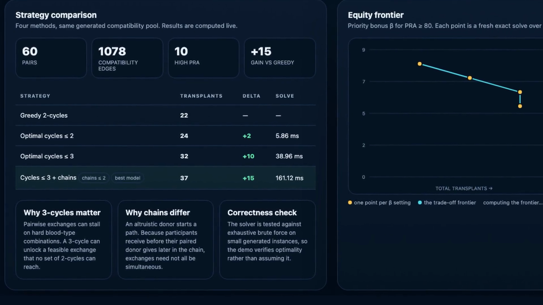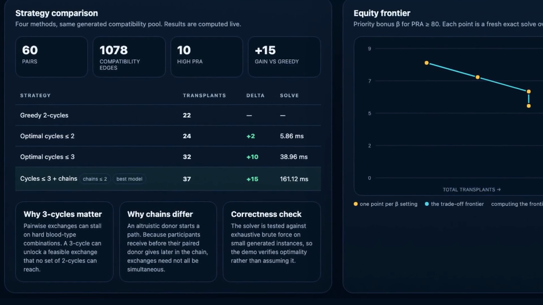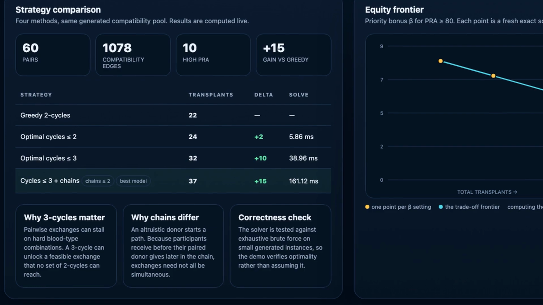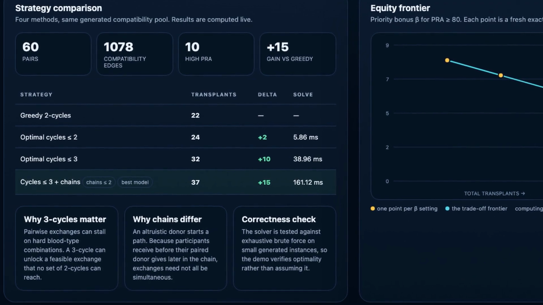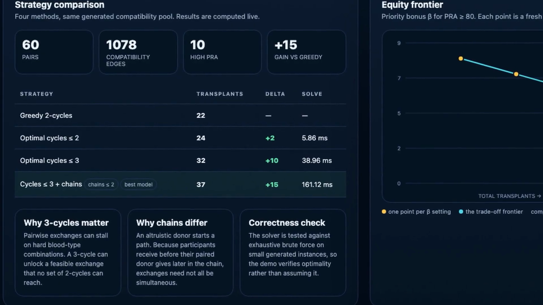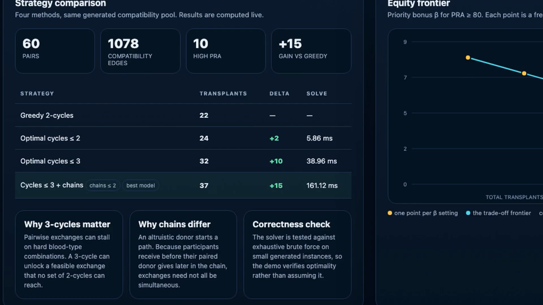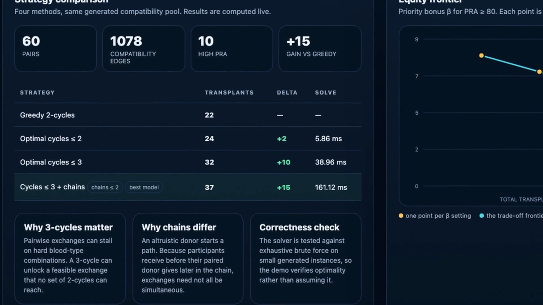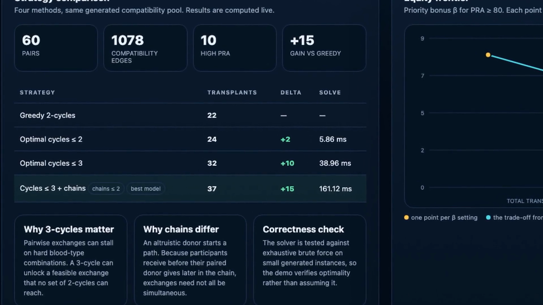That jump isn't better searching. It's 3-cycles unlocking exchanges no set of 2-cycles can reach. O-type patients can only receive from O donors, so pools clog with hard pairs, and a 3-cycle breaks a deadlock a pair of 2-cycles cannot. Add altruistic chains and it's 37, 68% more transplants than greedy, on identical medical data.